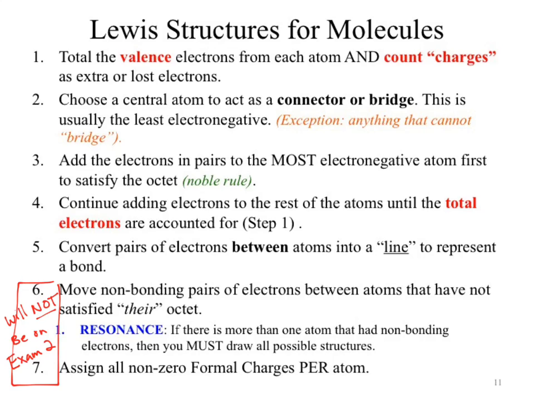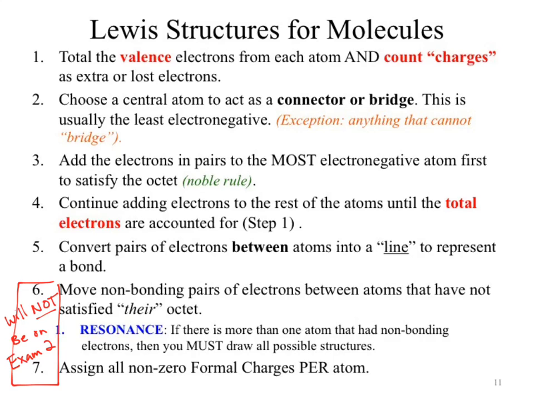Now you want to choose a central atom to act as your connector or bridge. It's usually the least electronegative. There's electronegativity again. Really important concept. Okay? The one exception to this is it's got to be something that can bridge. Okay, what do I mean? To bridge, we connect 2 sides, which means we have to have how many bonds? Minimum 2 bonds. Hydrogen cannot act as a bridge. It will never be the central atom.